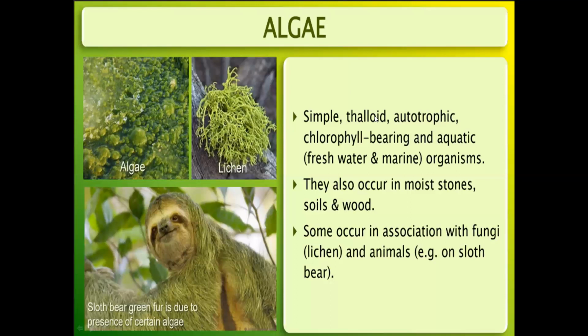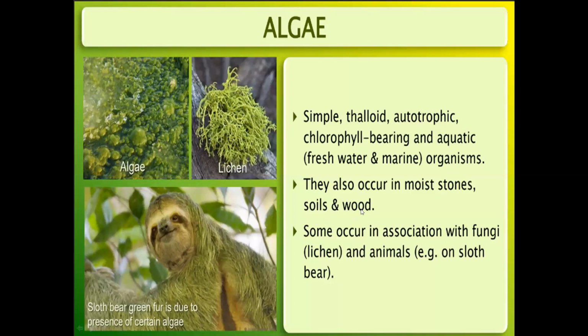You have seen the green layer on the water in the ponds and all. That is thalloid. Autotrophic means they prepare their own food. Why do they prepare their own food? Because they have chlorophyll. They are aquatic. They also occur in moist soil. Wherever there is water, you will find them.